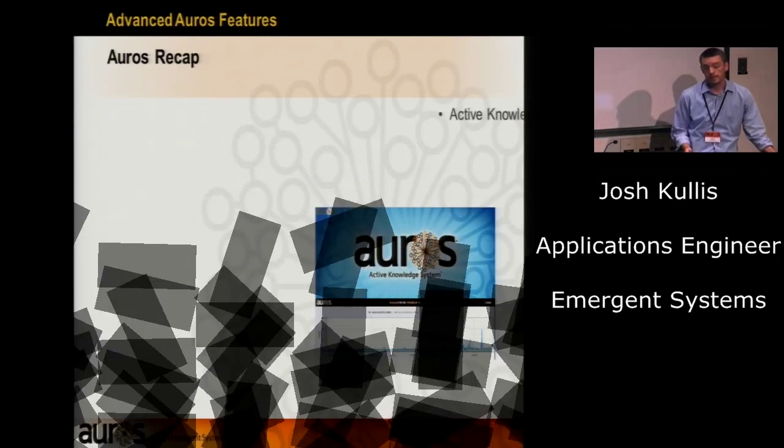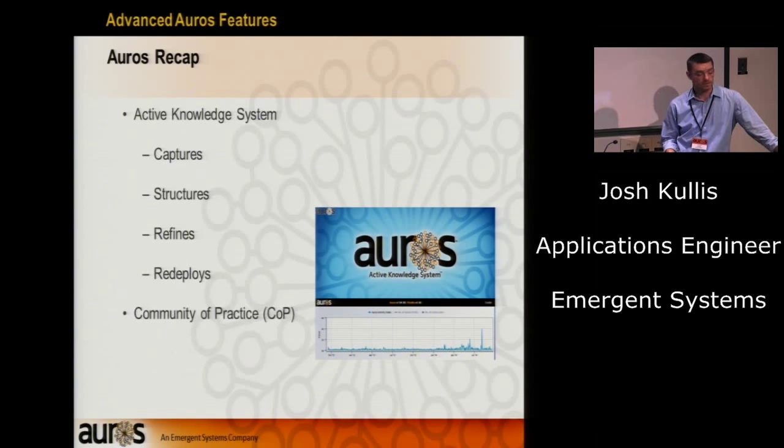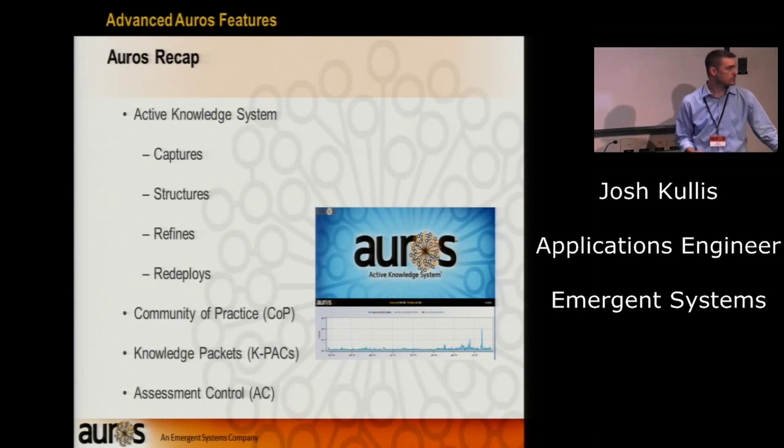So just a brief recap on kind of what we've talked about. Auros is an active knowledge system that captures and structures and refines and redeploys our knowledge. And the way we do that is through organizing it in communities of practice or communities like Jeff talked about earlier. Then we break the information down into knowledge packets. We collect those knowledge packets in our assessment controls, and that's where the evaluations take place of the knowledge within the company and within the workflow.